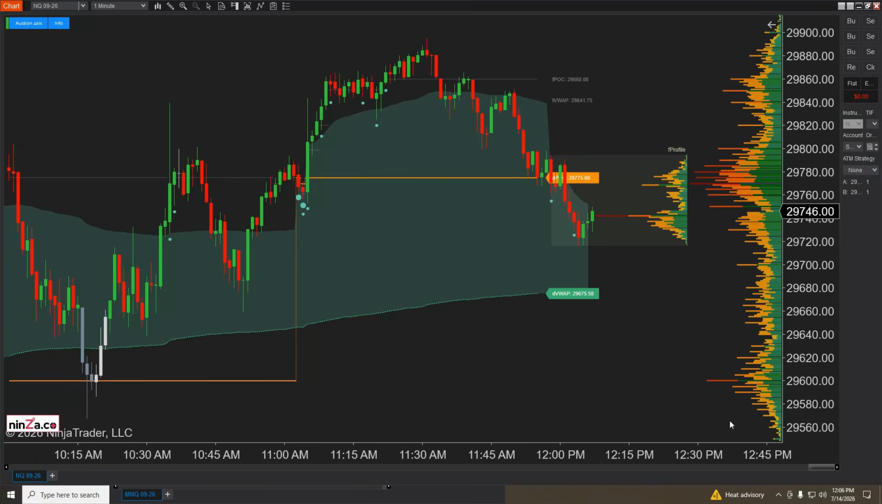Next, you'll notice the horizontal line called the point of control, or POC. This is the single price where the greatest amount of volume has traded. Many traders watch this level because it often acts as support, resistance, or even a magnet that price tends to revisit. If the POC keeps moving higher, it tells us buyers are accepting higher prices. If it's moving lower, sellers are gradually taking control.